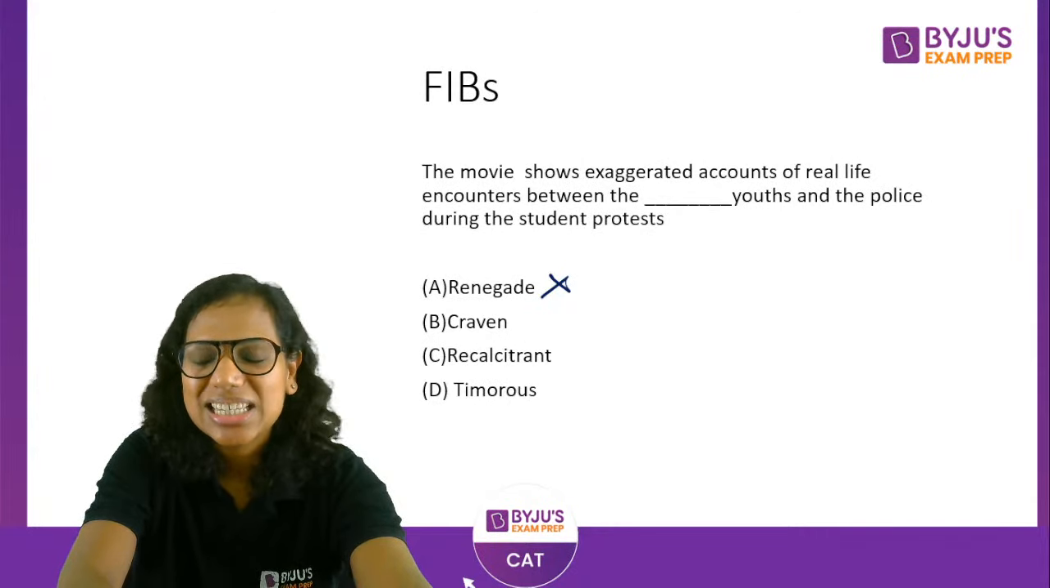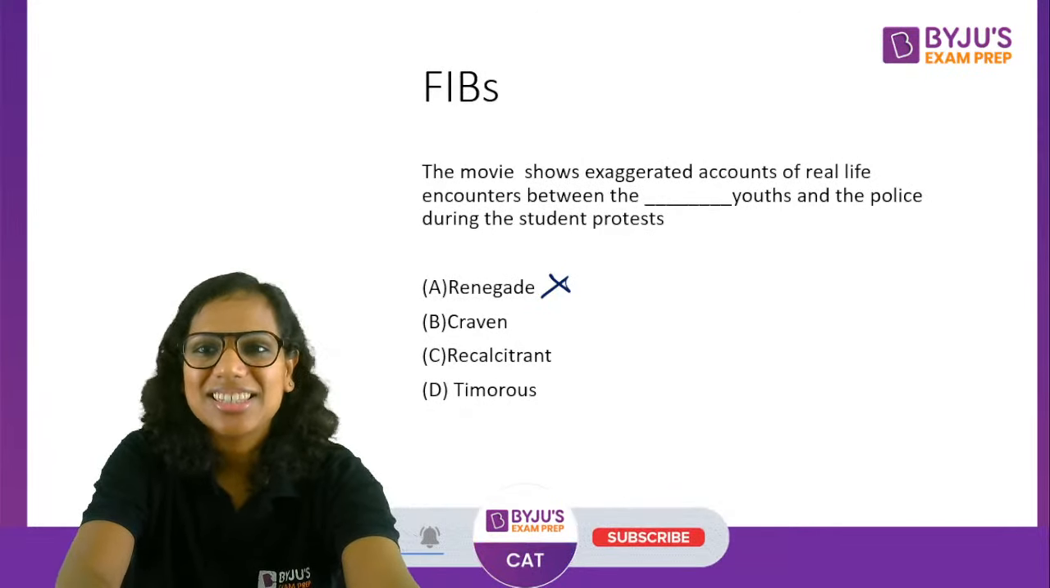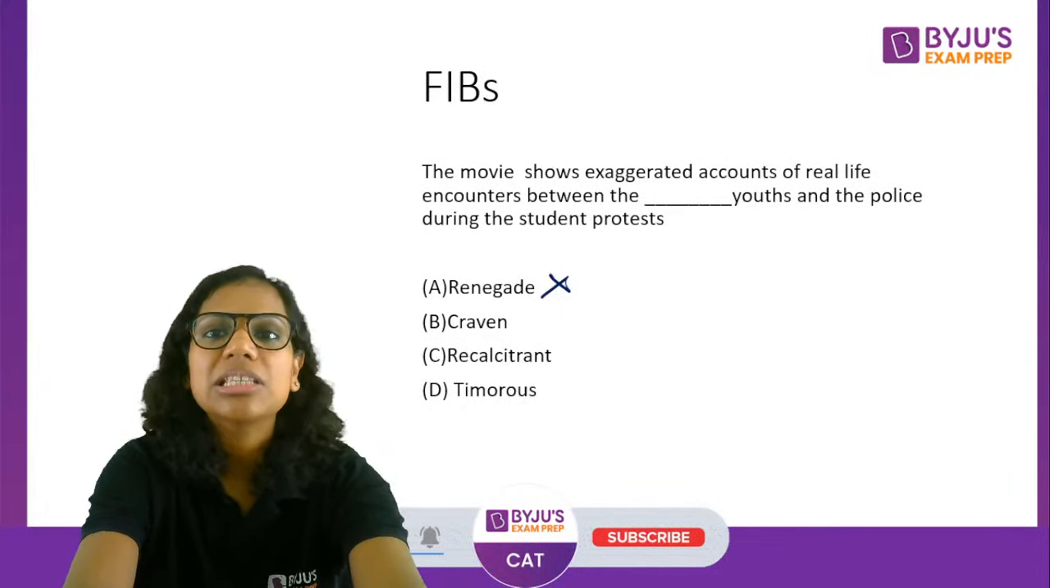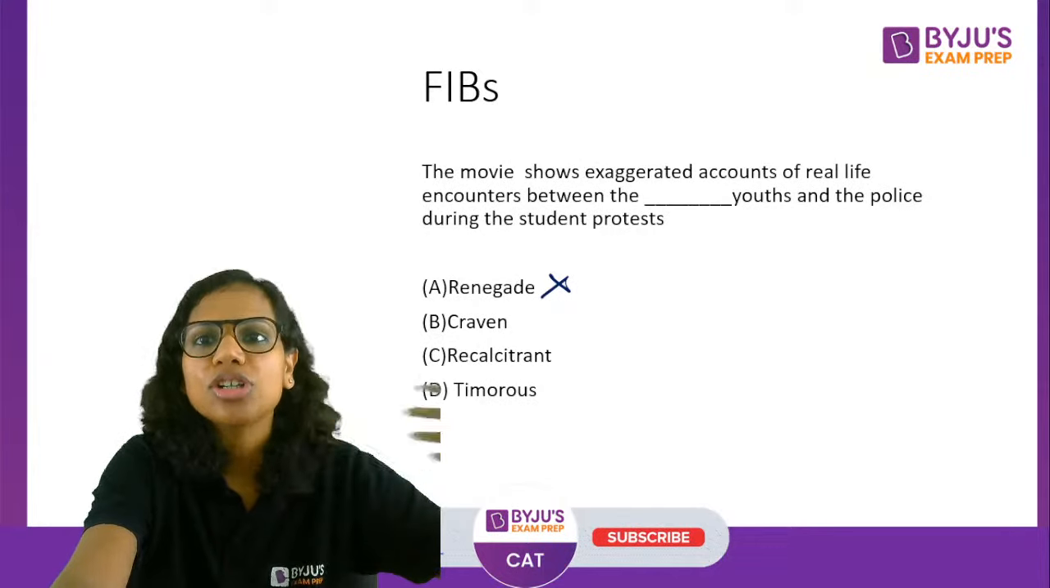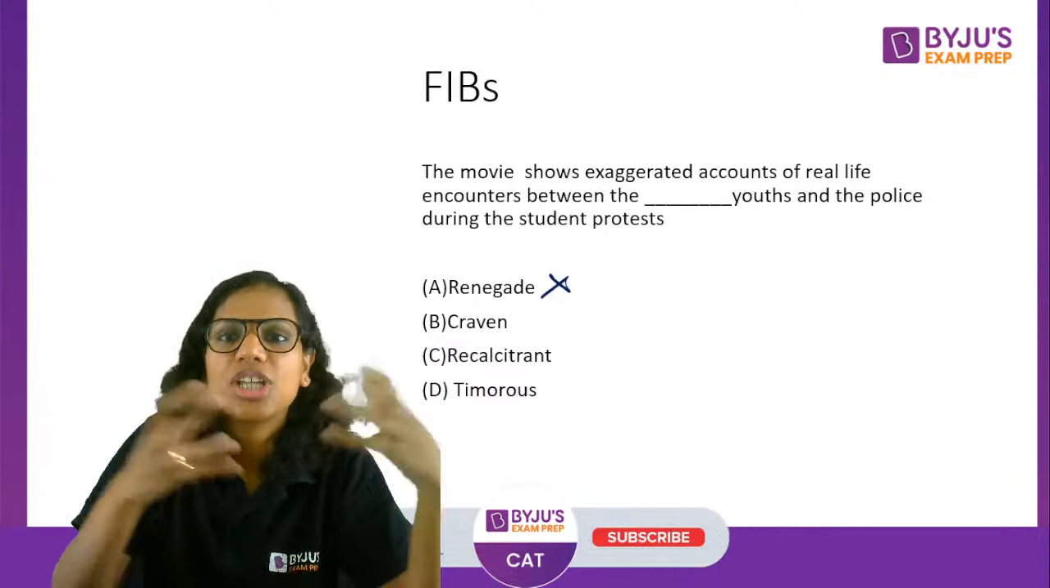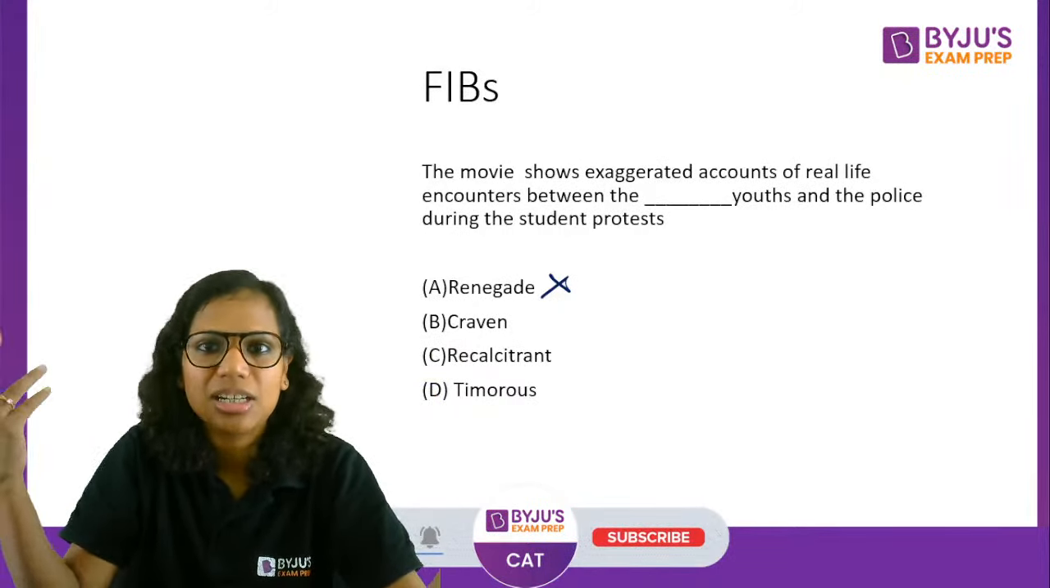Okay, I've got some C's here. Recalcitrant is the answer. Recalcitrant means rebellious. Somebody who's stubborn and rebellious is recalcitrant. So, of course, it's the youth who is protesting. So, protesting hai, so definitely rebellious, recalcitrant hai.